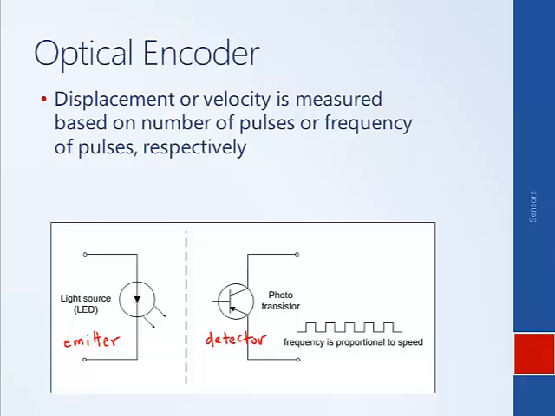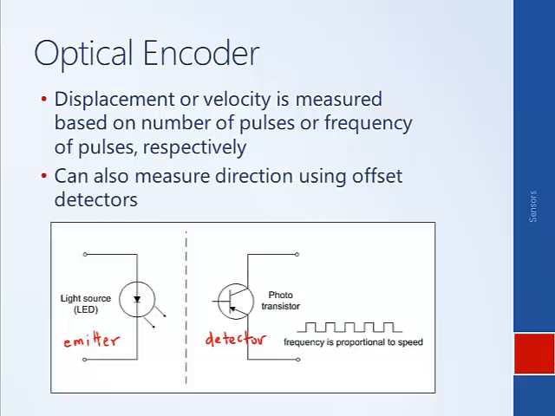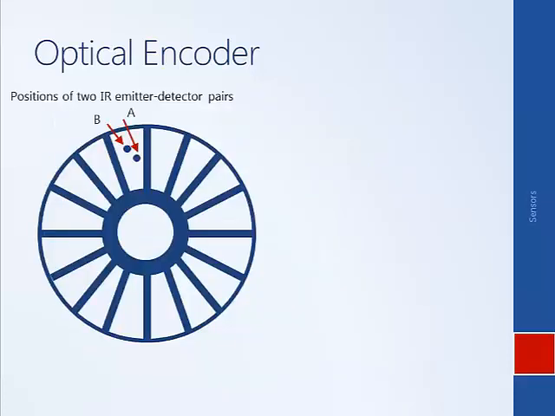If we look at how many pulses we count in a certain time period, then that frequency gives us a measure of the speed of this material. Furthermore, if we have multiple pairs of emitters and detectors that are offset from one another, we can also measure the direction that the material is moving. And that's shown in this slide.